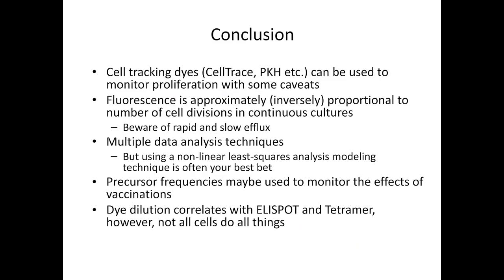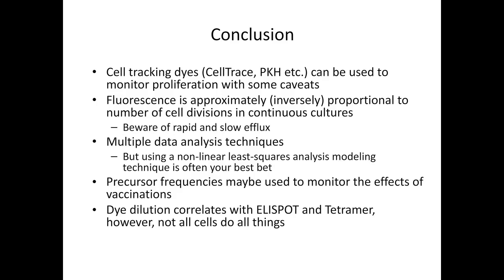So I'd like to conclude by going over some of the things we've talked about here, and that is that cell tracking dyes, the cell trace and PKH, etc., can be used to monitor proliferation, but there are some caveats to it, and that's basically this efflux that I'm talking about. Fluorescence is approximately inversely proportional to the number of cell divisions in continuous culture. But you have to be aware of the rapid efflux as well as the slow efflux in doing your calculations.